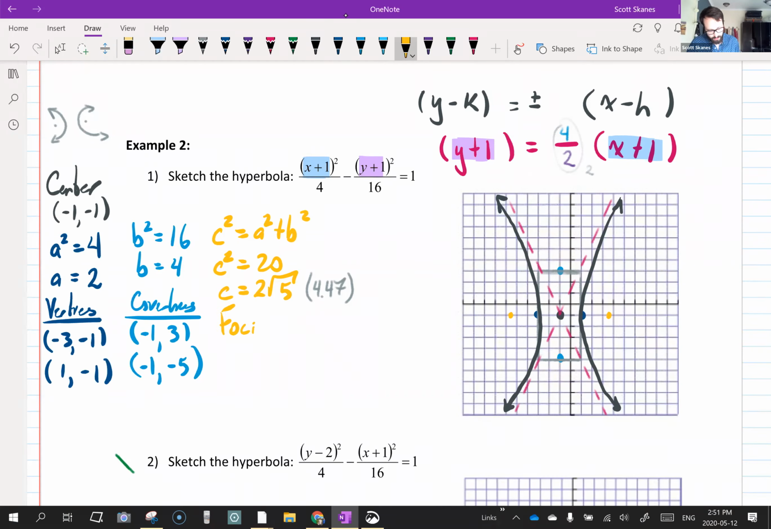Lots to keep in your head. Really, this is an exercise in not memorization, understanding, and absolutely practice, okay? 100% practice. So the foci, I'm going to take my center point. I've got to go left. So this is going to be -1 minus 2 root 5. Keep the same -1. And -1 plus 2 root 5, -1.